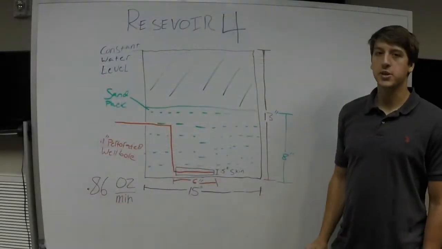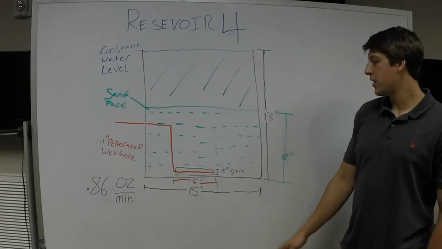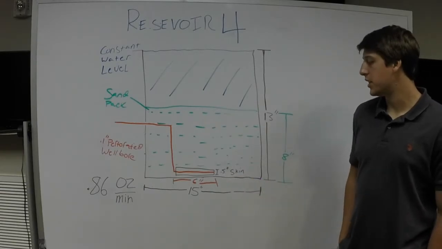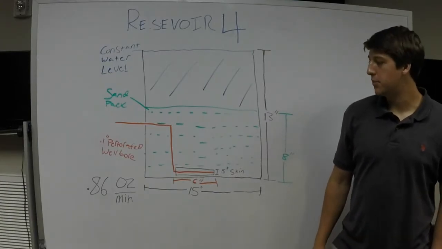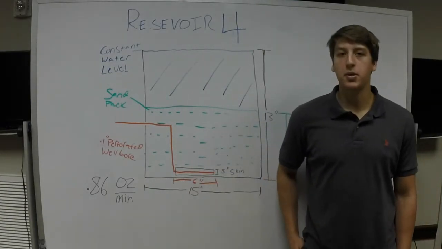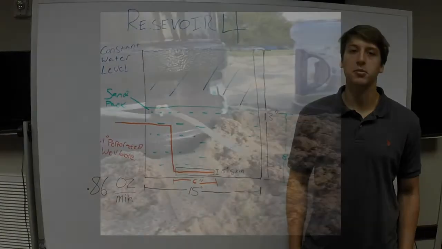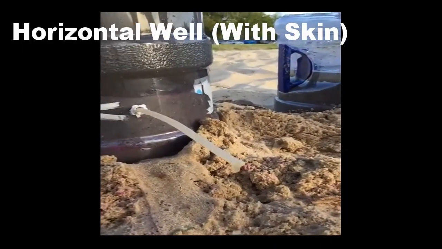In Reservoir 4, just like Reservoir 2, we added a 0.5-inch skin to the wellbore while keeping everything else constant. Using this method, we came up with a flow rate of 0.86 ounces per minute. Directional well with skin.